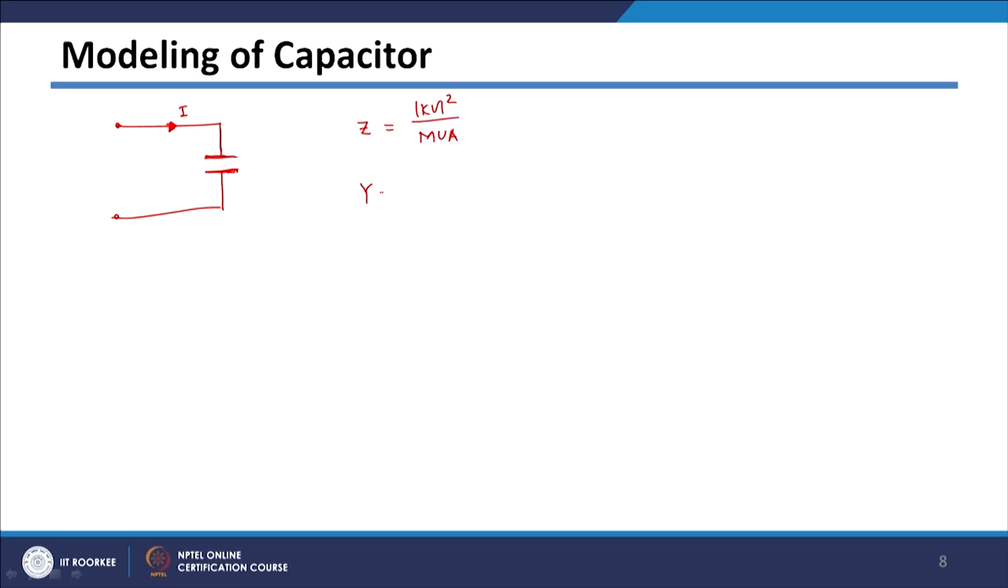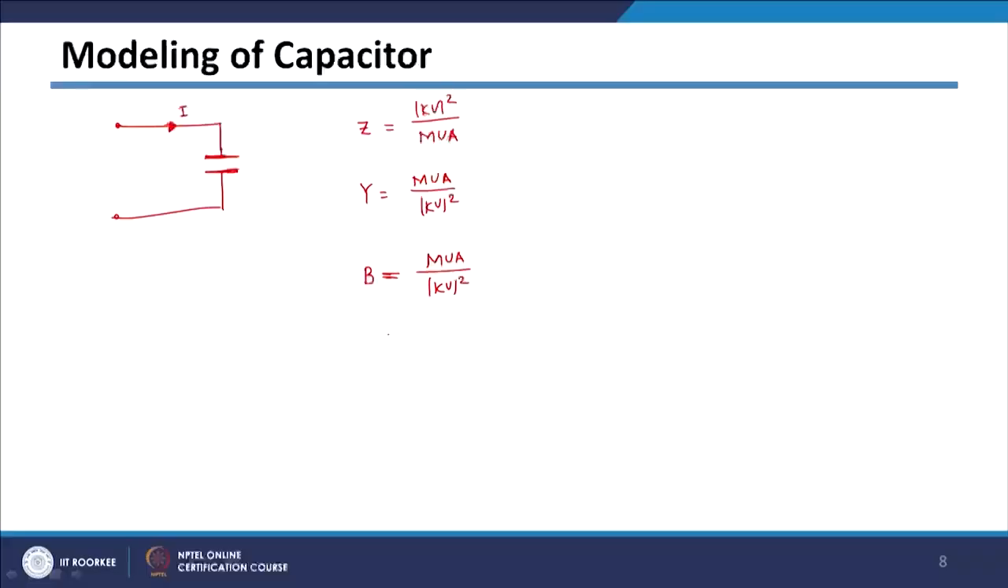So, admittance will be MVA divided by kV square, and since in the case of a capacitor the admittance is just susceptive in nature, that is B. So, B will be equal to the MVA rating of the capacitor divided by kV square. However, we know that the capacitor rating is generally given in kVAR instead of MVA, because large capacitors we do not use; in a capacitor bank, each capacitor has a kVAR rating.